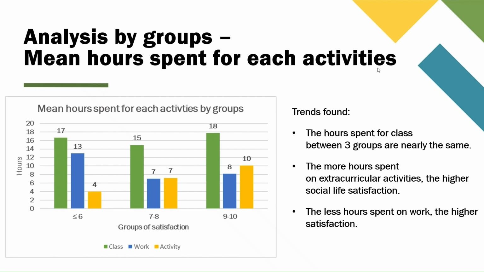Next, the three blue columns represent the mean hours spent at work by the three groups. The trend that can be seen here is the less hours spent on work, the higher satisfaction. Last but not least, the yellow columns are the mean hours spent for extracurricular activities. These columns get taller with the increased rating of satisfaction. So this means the more hours spent on extracurricular activities, the higher social life satisfaction.